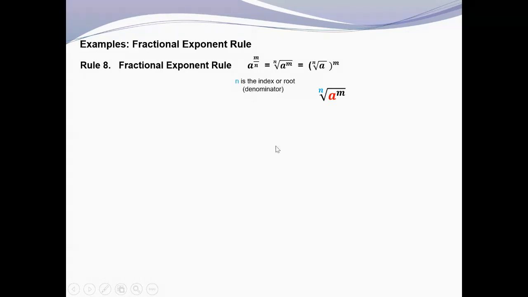Now comes the fractional exponent rule. This is rule number 8. If you have a to the power of m divided by n, the n becomes your index, and the a goes inside the radical, and the m is the exponent. n is the index, a is the radicand or the base, and m is the exponent, which was the numerator from the exponential fraction. That's a radical symbol.